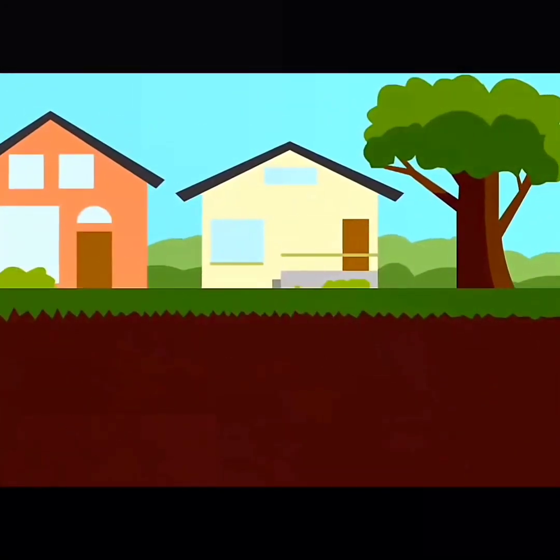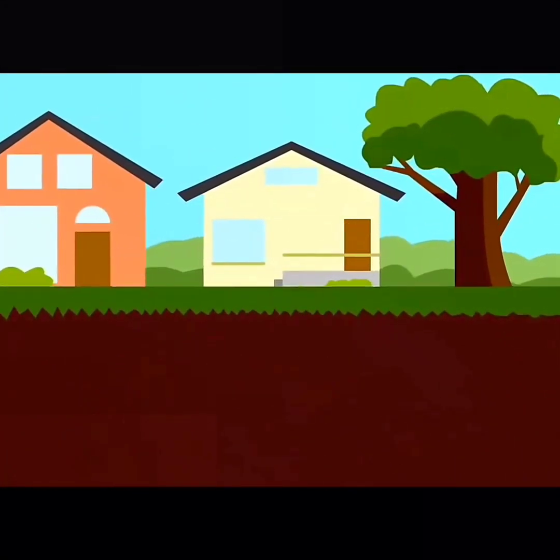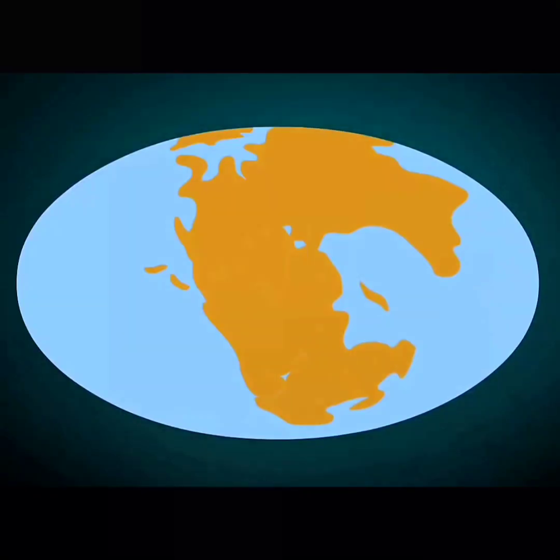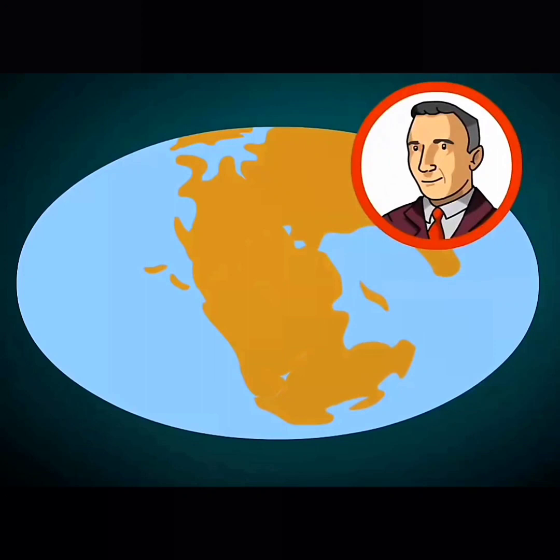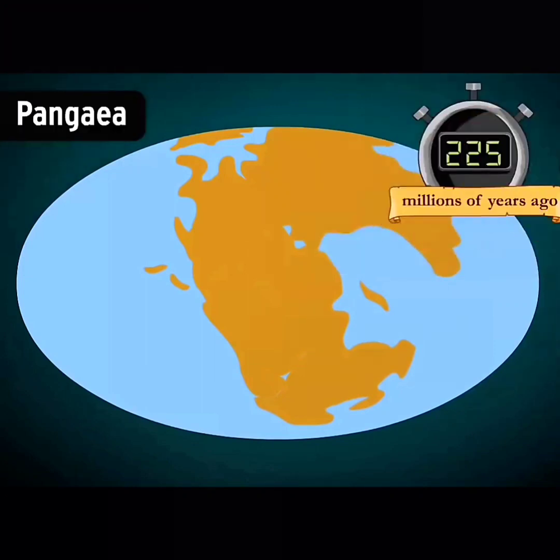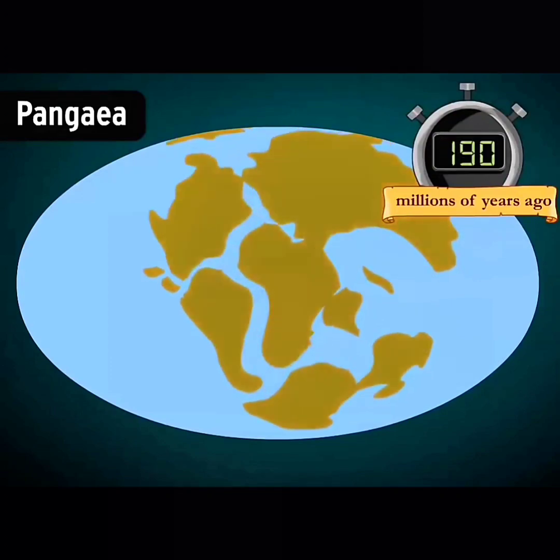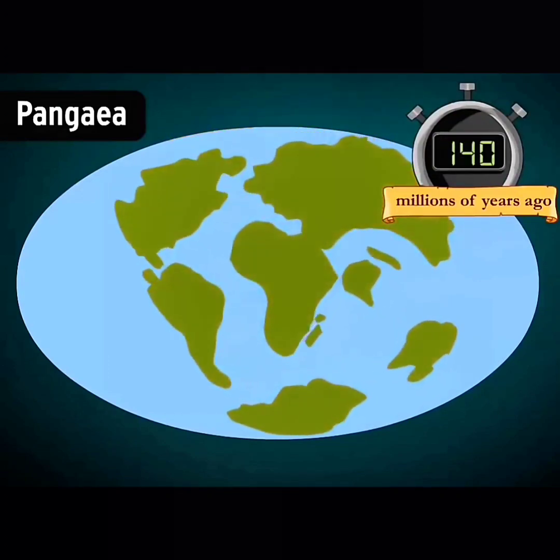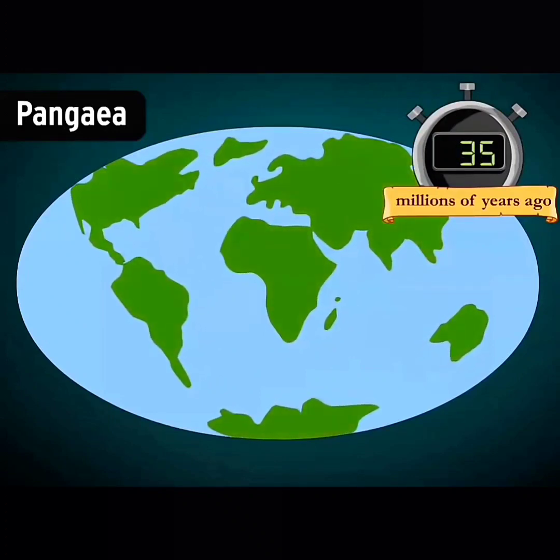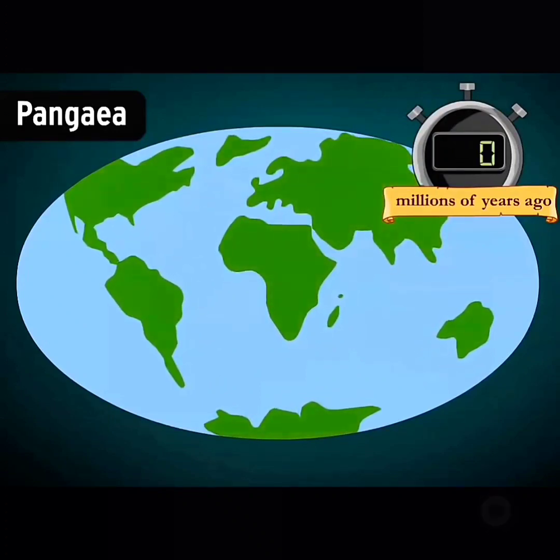The movement of these plates causes earthquakes and volcanic eruptions. In the early 20th century, a scientist named Alfred Wegener called this supercontinent Pangaea. He thought different chunks of it broke off and slowly moved apart over millions of years. They formed the continents that we know today.